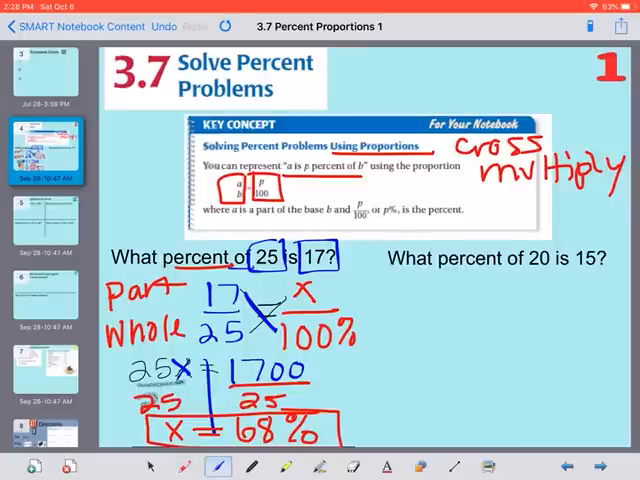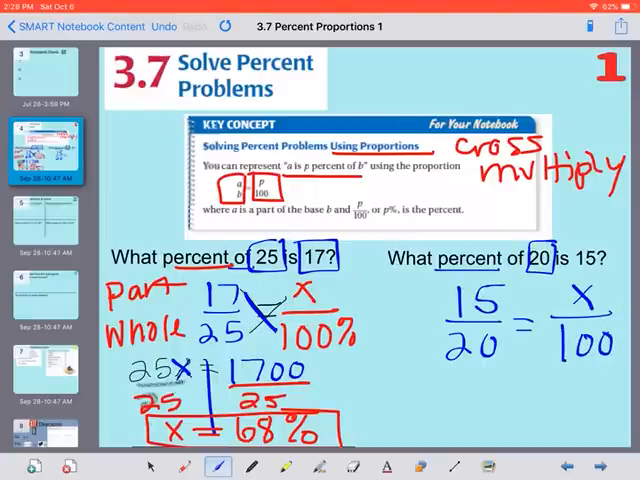So now the next one, it says what percent, again we're looking for a percent, of 20, so 20 is our total number, of 20 is 15. Out of 100%, we need to figure out what percent is 15 of 20. So we're going to cross multiply. I know some of you can simplify this first, but I'm just going to straight up cross multiply.